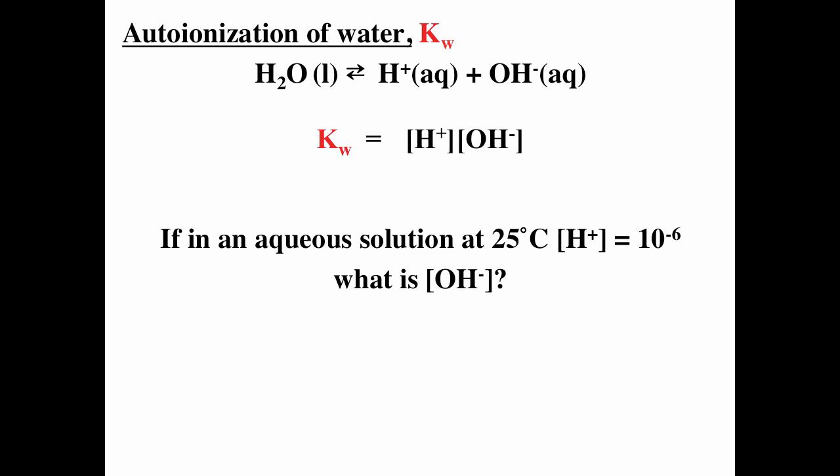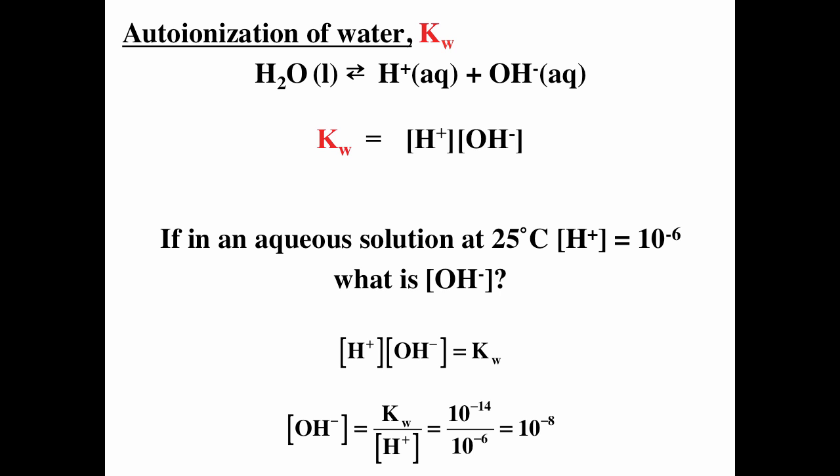So for example, if an aqueous solution has a hydrogen ion concentration of 10 to the minus 6, we can determine the hydroxide by solving for the hydroxide ion concentration. It's equal to Kw over hydrogen ion concentration. Kw at 25 degrees Celsius is 10 to the minus 14th. And so 10 to the minus 14 divided by 10 to the minus 6 gives us a hydroxide ion concentration of 10 to the minus 8th.